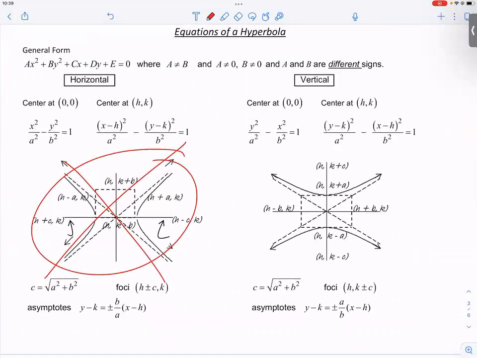Okay, so at the bottom you can see why we have these asymptotes. Okay, so one is plus or minus b over a, the other one is plus or minus a over b. So make sure you understand why we have a over b or b over a for these 2 scenarios. Okay, so next up we will start doing some practices to get the equations from general form to the standard form.